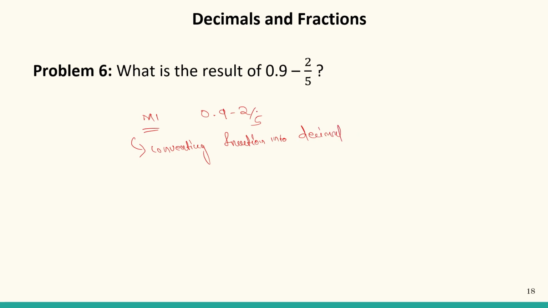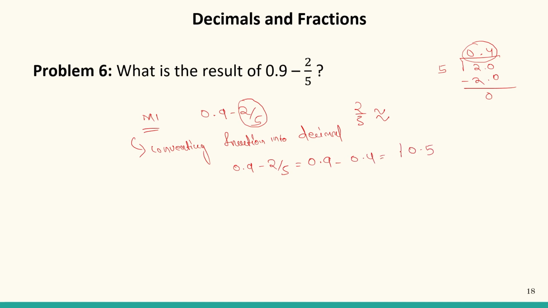Okay, so here we have only one fraction, that is 2 by 5. So 2 by 5 as a fraction, how can we solve it? 2 divided by 5, right? We get a decimal here, 0.4. So 0.4 is the decimal form of 2 by 5. So 0.9 minus 2 by 5 is actually equal to 0.9 minus 0.4, that is 0.5, the answer.